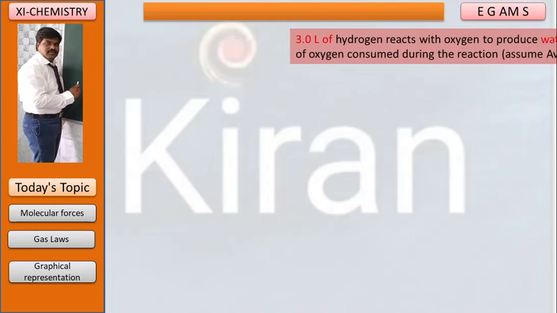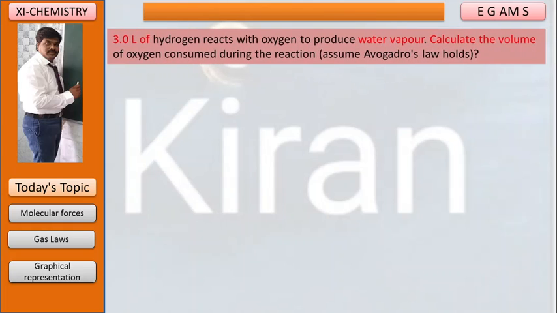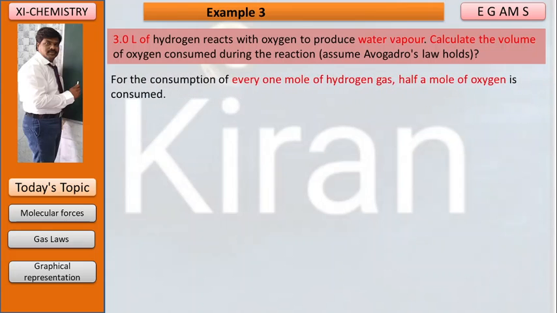Third question. 3 liters of hydrogen reacts with oxygen to produce water vapor. Calculate the volume of oxygen consumed during the reaction. So, you know about Avogadro's law? Equal volumes of all gases have equal numbers of moles. For the consumption of every 1 mole of hydrogen gas, half a mole of oxygen is consumed. In this case, you have to apply a little logic and knowledge.